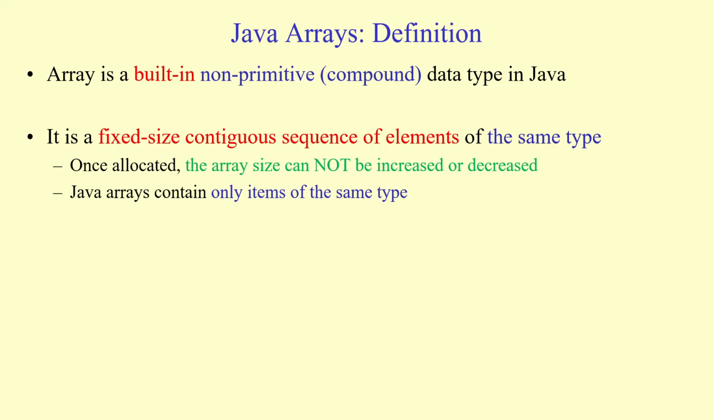Array is a built-in, non-primitive or compound data type in Java. Just like in C, C++, it is a fixed size, contiguous sequence of elements of the same type. Once allocated, the array size cannot be increased or decreased. Java arrays contain only items of the same type.